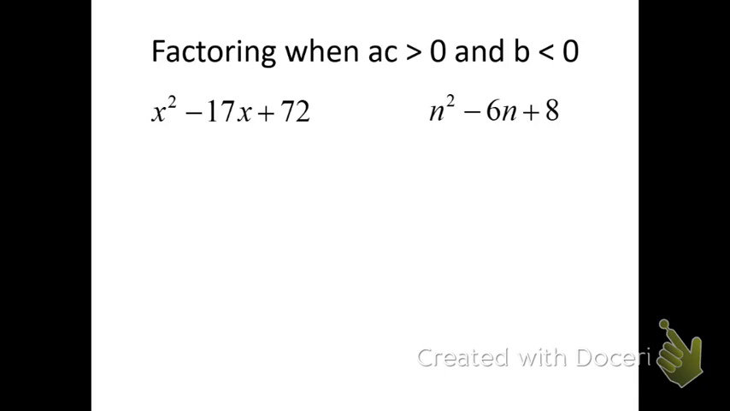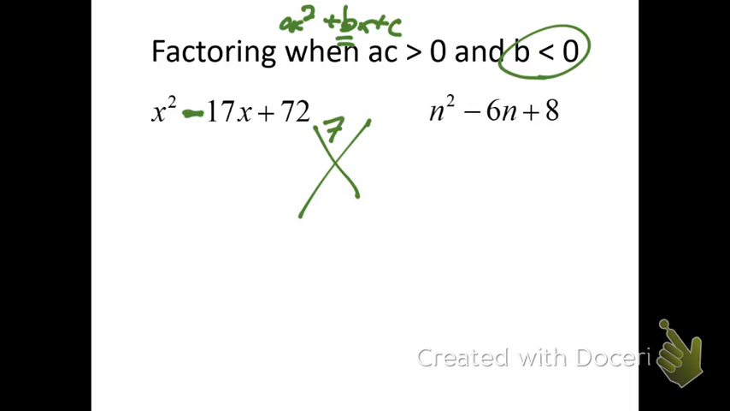Now, a little different with these, because now we have a negative here. That's the thing. And so it says b is less than 0. That's because we're dealing with ax squared plus bx plus c. b is the coefficient right there in the middle. No different, though. We're still going to do these the x method. Two numbers multiply to 72, and then they have to add up to negative 17.